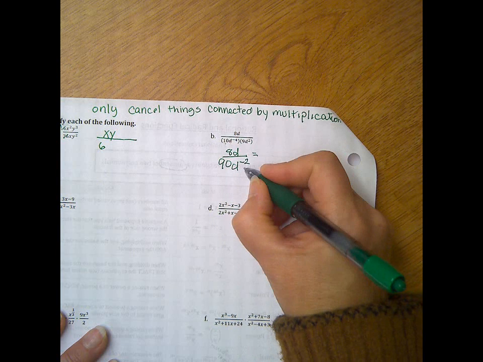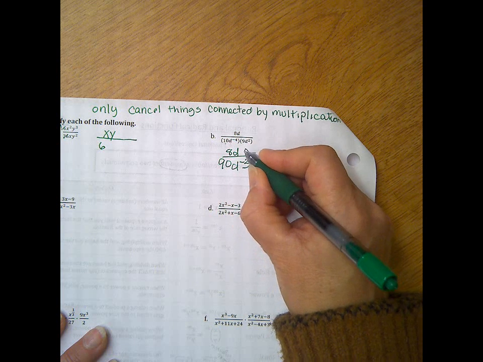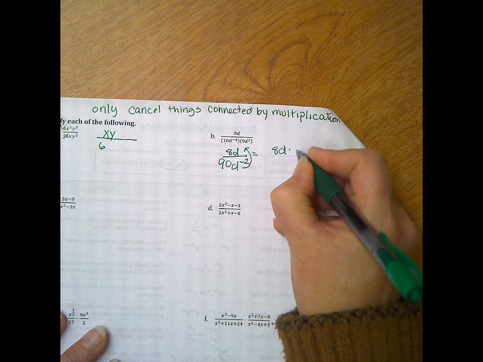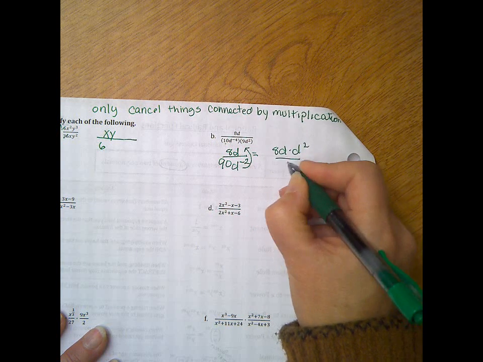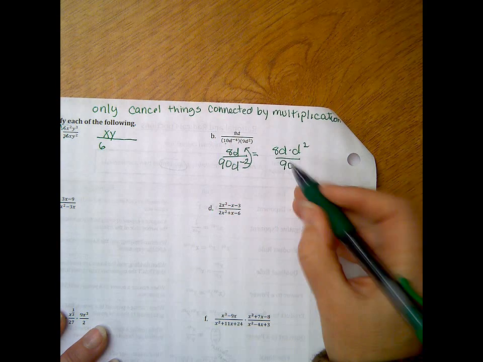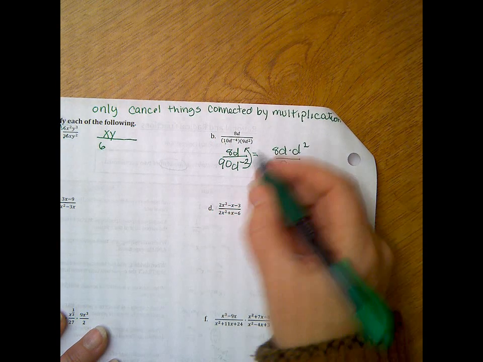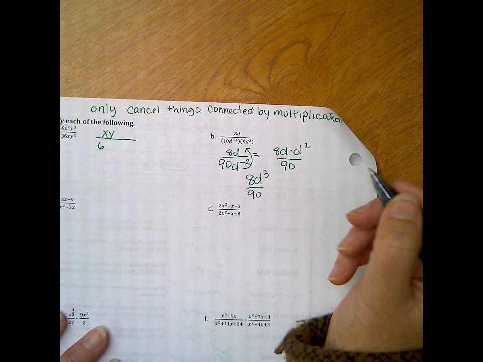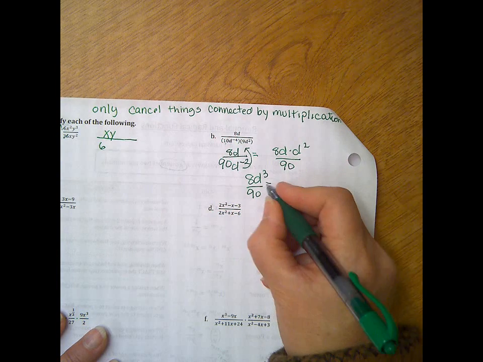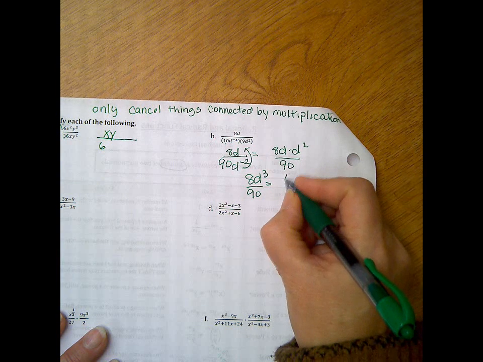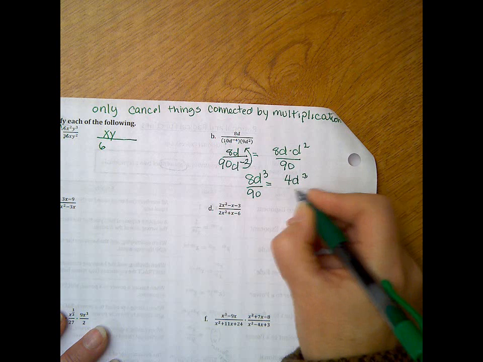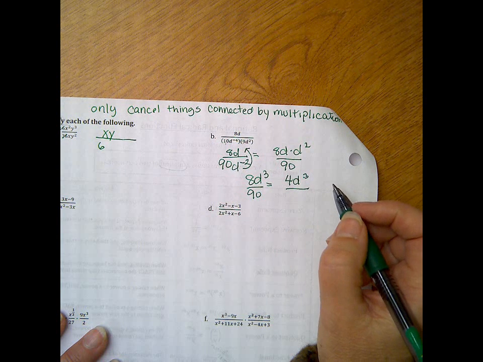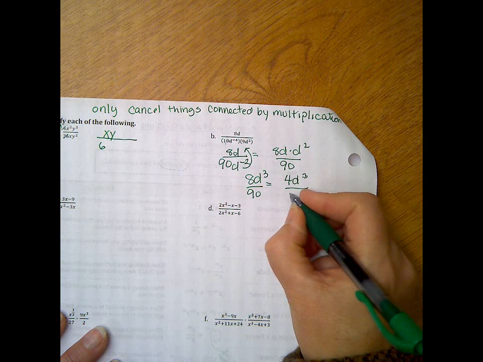Okay, I got a negative exponent. Negative exponent means to reciprocate it, bring it up. So now I have 8d times a d squared, because I brought that up, over what's on the bottom, 90. And then a d and a d squared, add the exponents, is 8d cubed over 90. Try to simplify this fraction if you can. We know they're both even, so we know they're divisible by 2, so that's 4d to the third over 45.